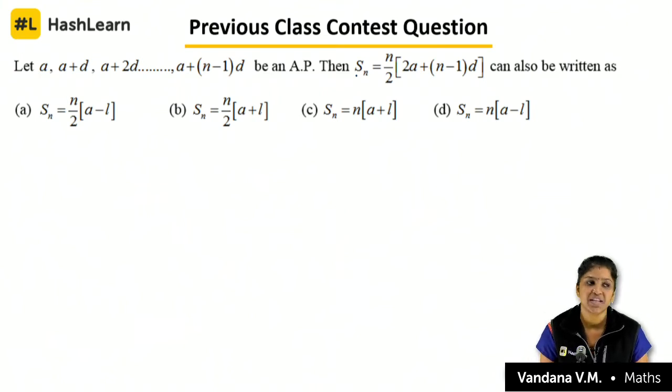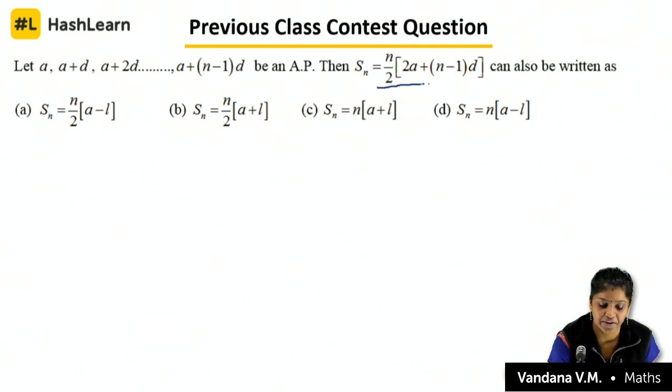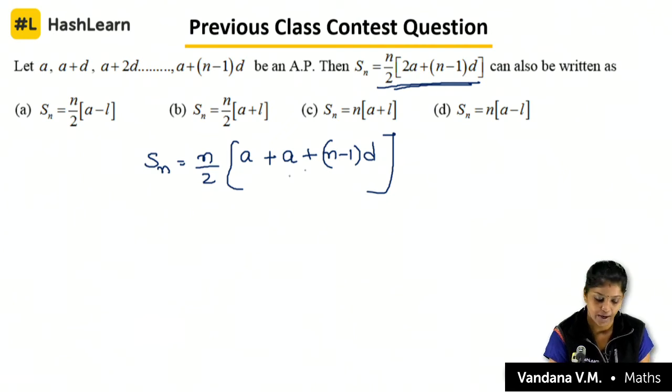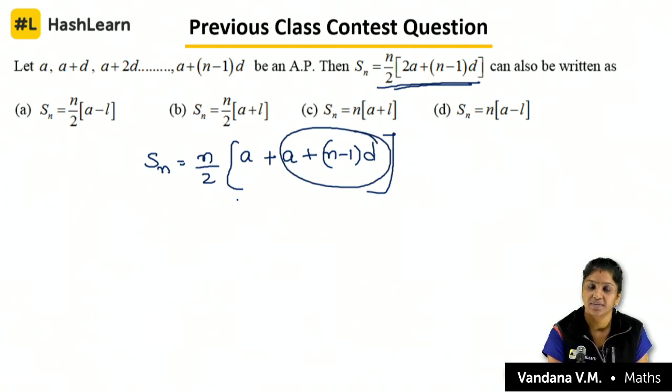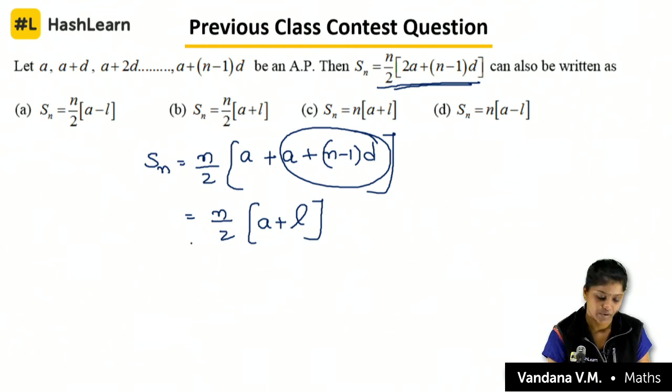Now the previous class contest question, a very simple question I gave. This can be written as what? So I told you Sn is equal to n by 2 into this, 2a can be split as a plus a. The remaining term you write as it is, n minus 1 into d. Okay, so a plus n minus 1 d is the last term. So n by 2 into a plus l, last term. So which option is correct? Option B was correct, but no winner was there.